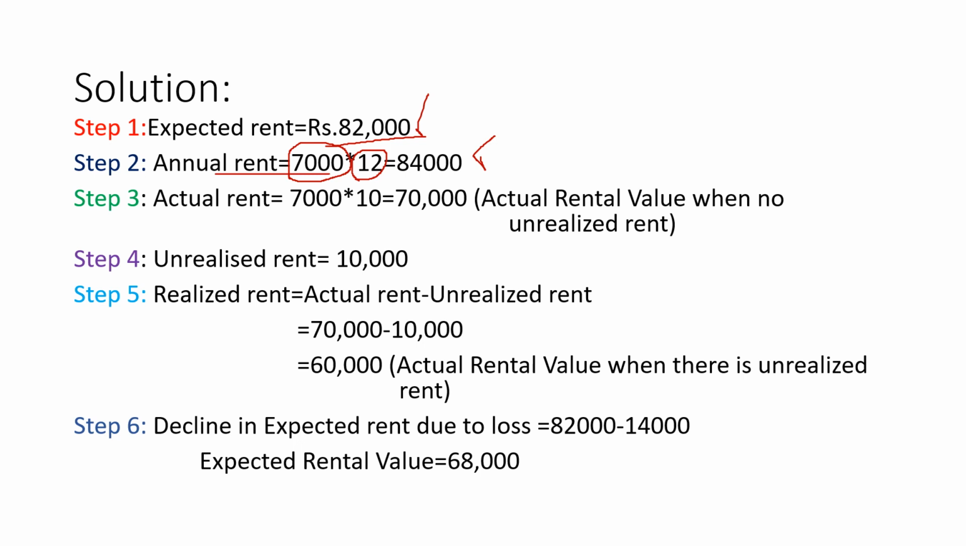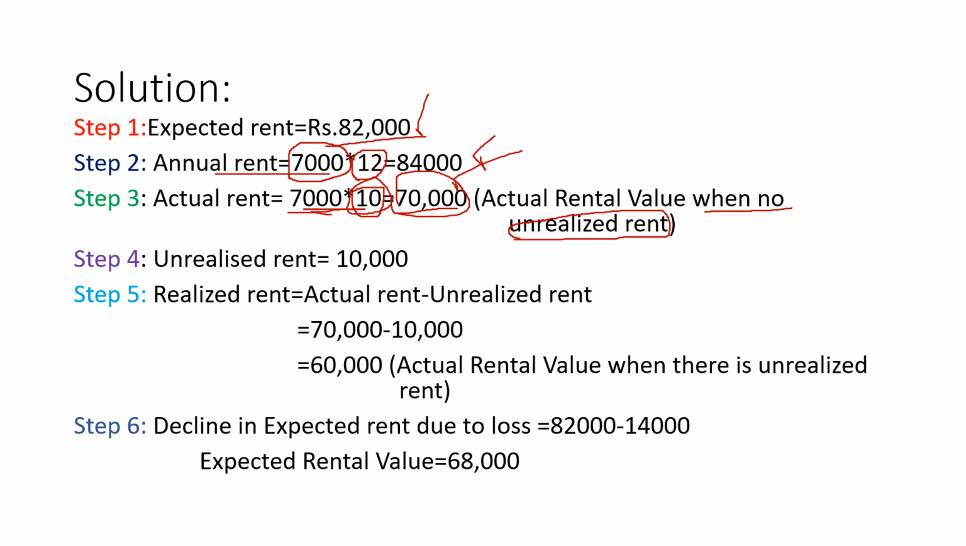Then next, actual rent. 7,000 is the rent per month, and the tenant has paid for 10 months, that means for 10 months he is in that house. So actual rent received is 70,000. Actual rent when there is no unrealized rent. There is no unrealized rent here. So 70,000 is the actual rent, as he has paid rent of rupees 7,000 per month. In that way 10 months he paid. That means total 70,000 rupees he paid.